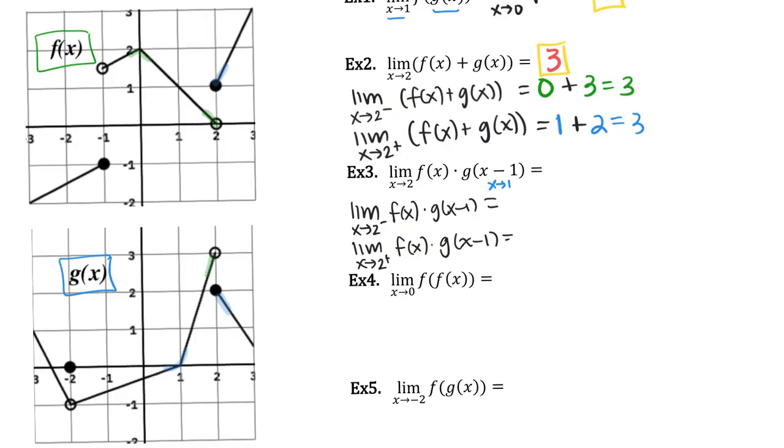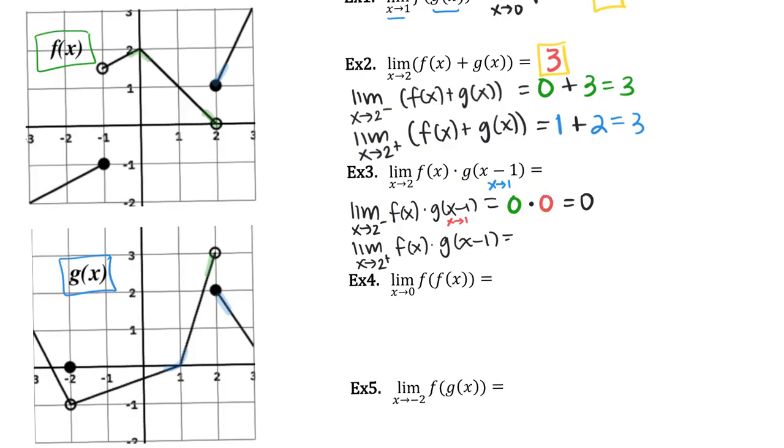Okay, the limit as x approaches 2 from the left of f of x. Here's 2. From the left, it's going to 0. Times the limit as x approaches 2 of g of x minus 1, which is the same as saying the limit as x approaches 1 of g of x. The limit as x approaches 1 of g of x is actually 0. So 0 times 0, I get 0.